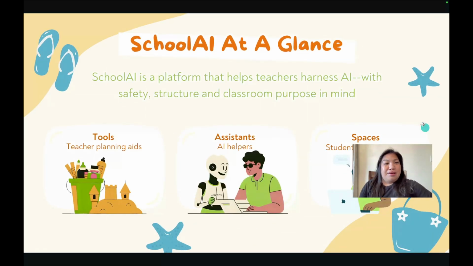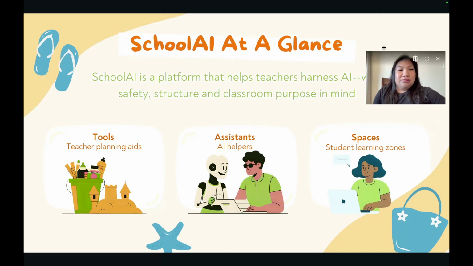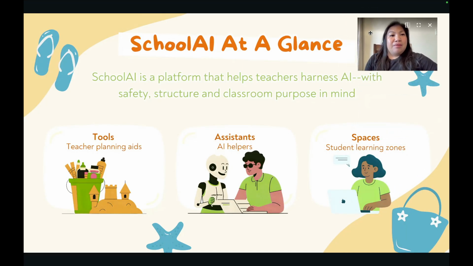Let's talk a little bit about School AI before we talk about spaces. So School AI really is an AI-powered platform and it's made up of three major things. The first two are teacher-facing, meaning that these are tools made specifically for teachers, and those are tools and assistants. Tools are your AI document generators to help you with your planning.